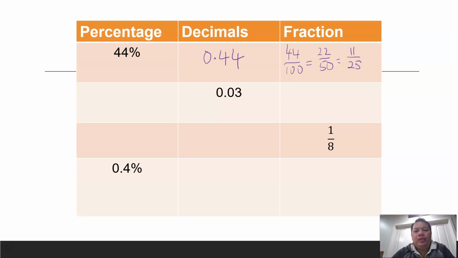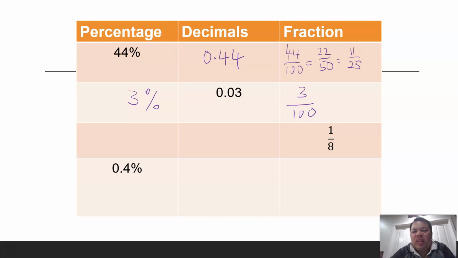So 0.03 into percentage. You move the decimal place forward. So you get 1, 2. You move the decimal place to the right. So you actually get 3%. And then as a fraction, it is 3 out of 100, isn't it?